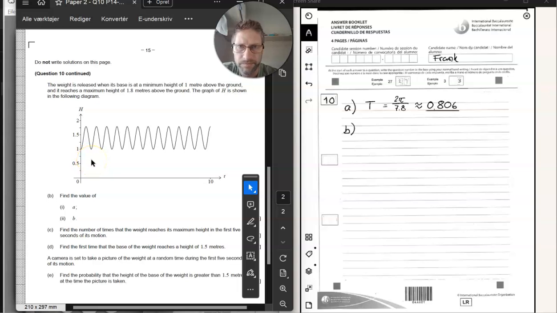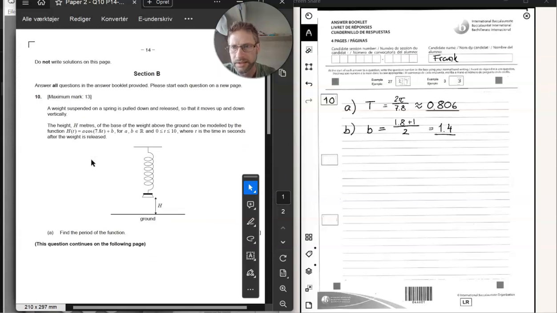So the average value is also called the average value because it's the average between the maximum and the minimum. So b is equal to 1.8 plus 1 divided by 2, and we don't need the calculator for that. That's going to be 1.4, I suppose, half of 2.8. So that's for b. Now a, if we go back, is the number that we multiply on the cosine.